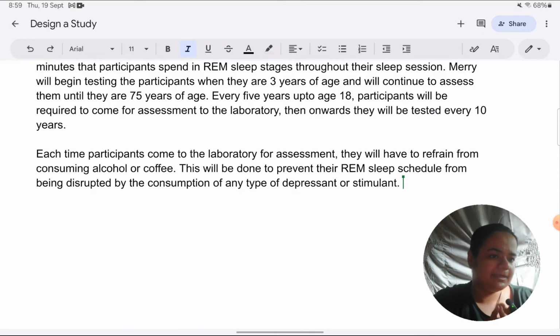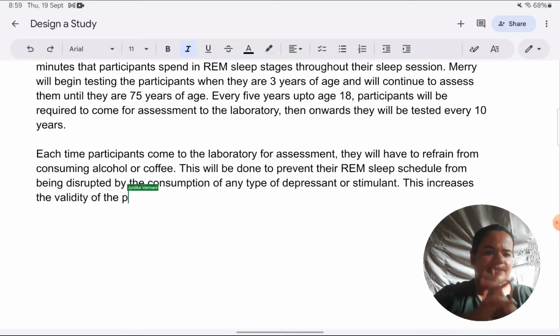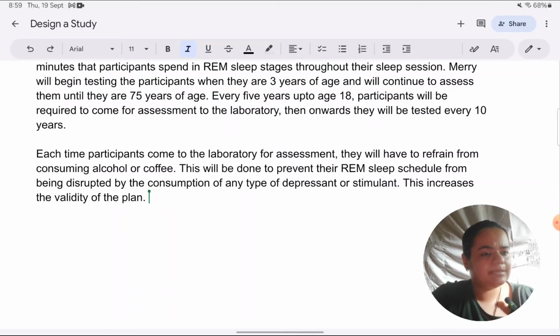I will link this to validity of the plan. So the general feature I will cover here is validity. This increases the validity of the plan. The same point I could have taken as standardization also, because each and every time they are not having alcohol or coffee. So to that extent, the procedure is remaining the same. They have to come in the same state every time. So it is a type of standardization as well.